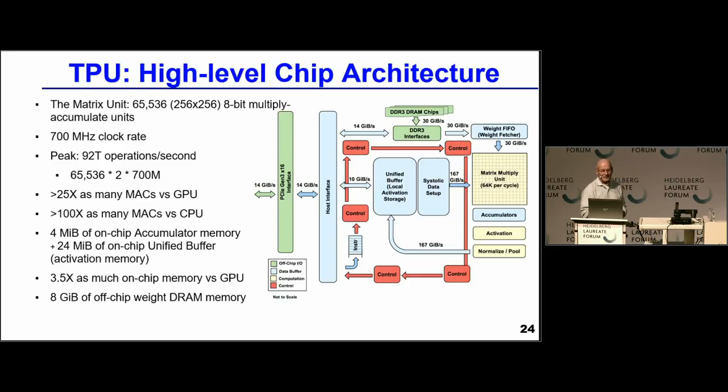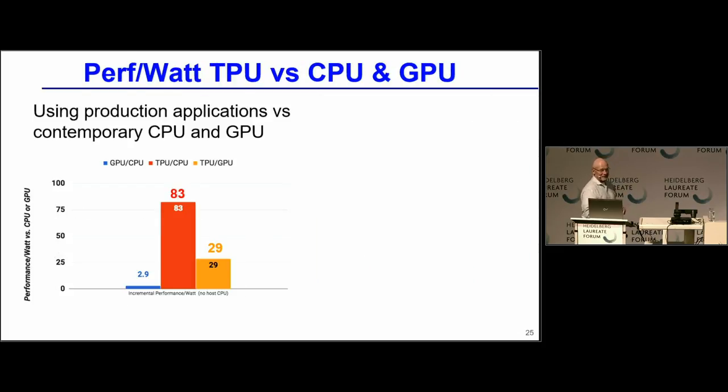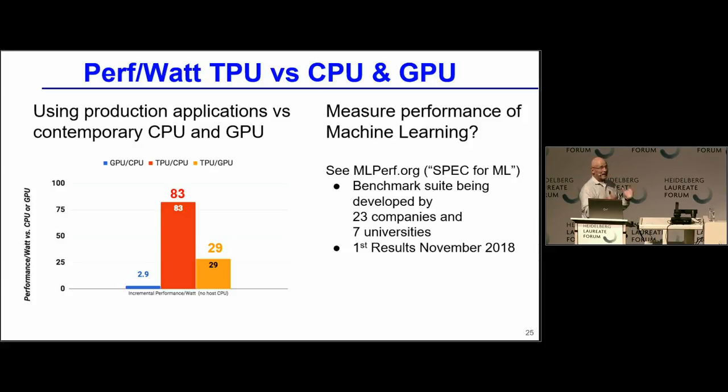How much faster is it? It's 15 to 30 times faster, but a particularly interesting measure is the performance per watt because we're limited by power, and then it's a factor of 30 over GPUs and 80 over CPUs. Google measured this on production applications, but that's internal. How are we going to do this? There's recently an attempt to have a standard benchmark for machine learning so that everybody can measure them. And that's starting to happen. I guess in a couple of months you'll see those results.